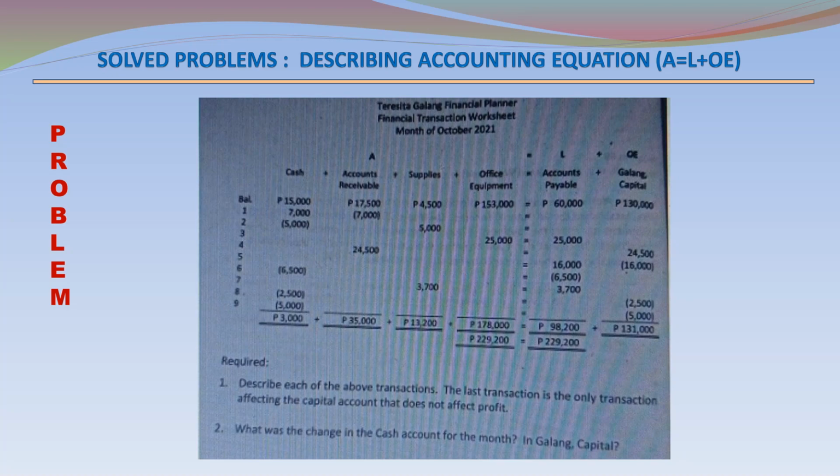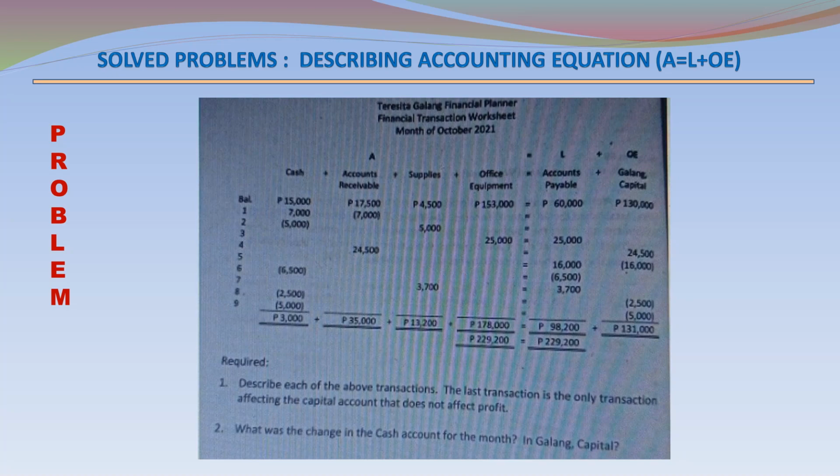Month of October 2021. Assets, liabilities, owner's equity; cash, accounts receivable, supplies, office equipment, liabilities and owner's equity. Balance: 15,000 cash, 17,500 accounts receivable, 4,500 supplies, office equipment 153,000, liabilities 60,000, owner's equity 130,000.